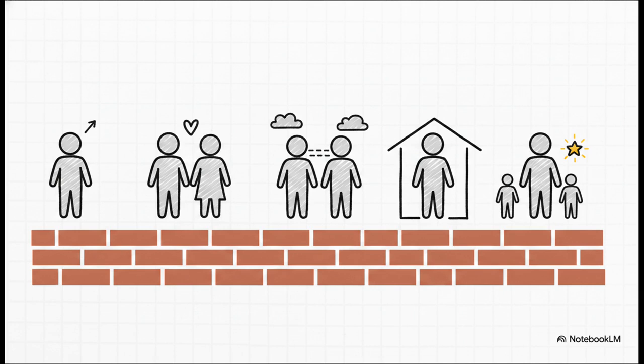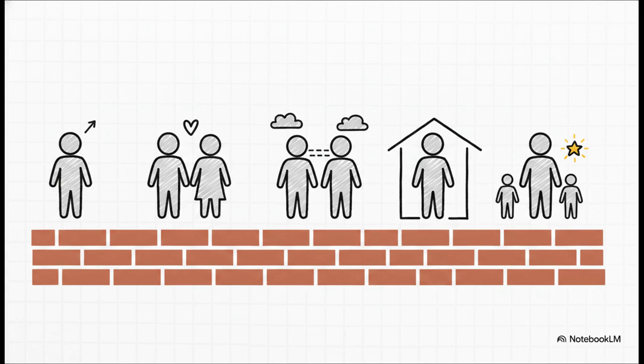Basically, there are 5 main statuses. Single means you're unmarried. Married filing jointly, or MFJ, is for married couples filing together, and honestly, this is usually the most beneficial status for couples. Then there's married filing separately, or MFS, which is often used for really specific legal reasons or maybe managing student loans. Next up is head of household, or HOH.